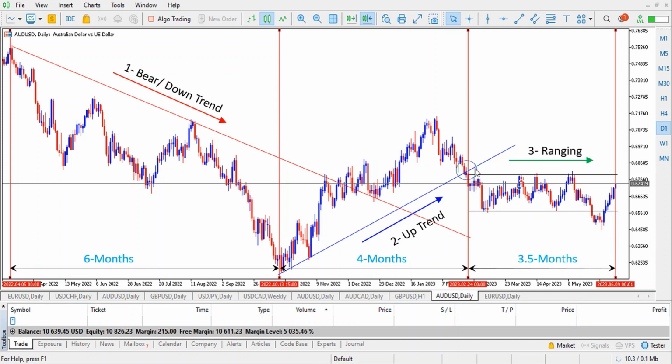Because trading in a ranging market has its own strategies, and you cannot apply ranging market strategies in a downtrend market, or apply uptrend market strategies in a downtrend. So that's why you have to first determine the type of market trend. And you should remember one more thing as well.